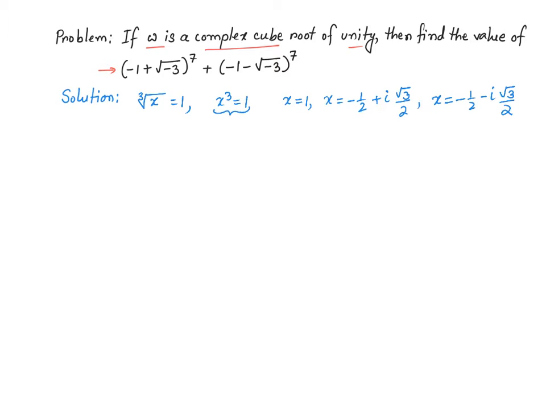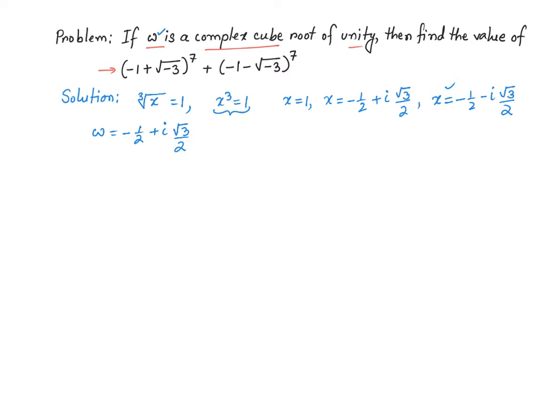Now they tell us that omega is a complex cube root. So for our calculations, I am going to assume that my omega is going to be negative 1 half plus i times square root of 3 over 2. By the way, I could have assumed the other one too. It wouldn't have made any difference. So I just picked this one.